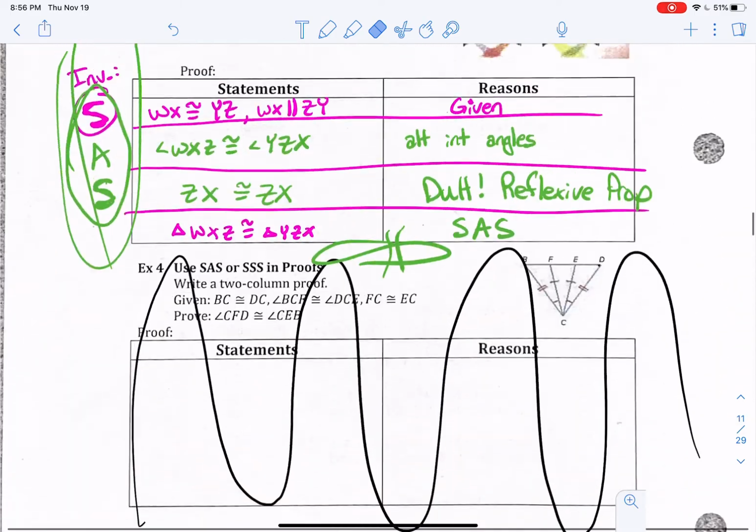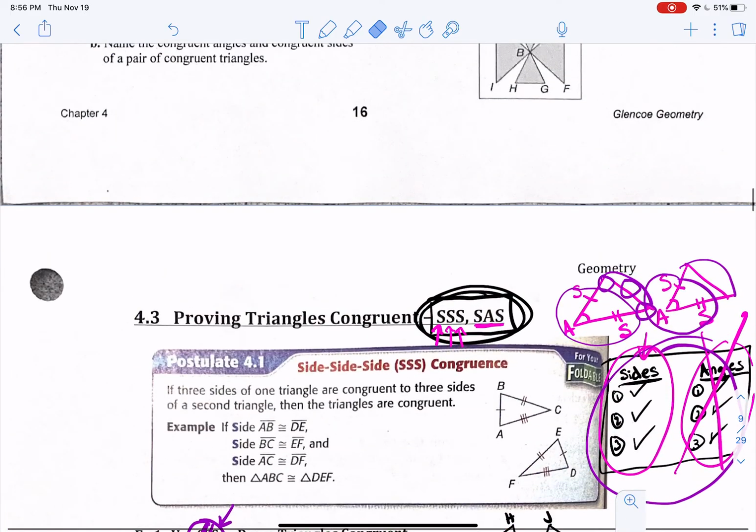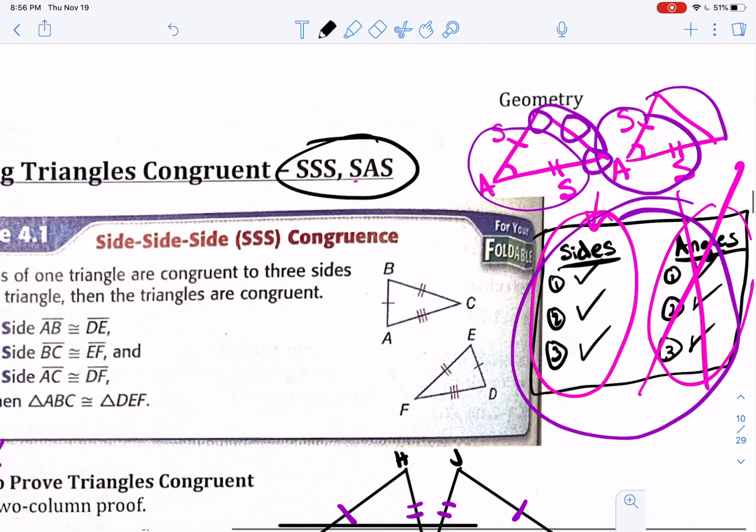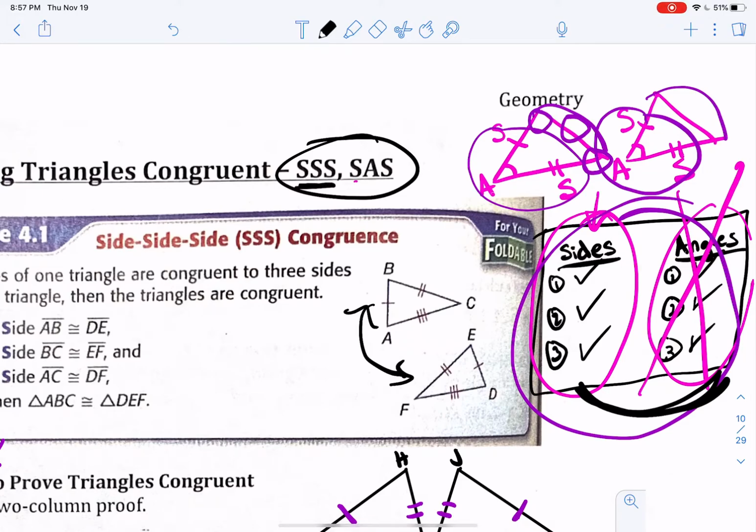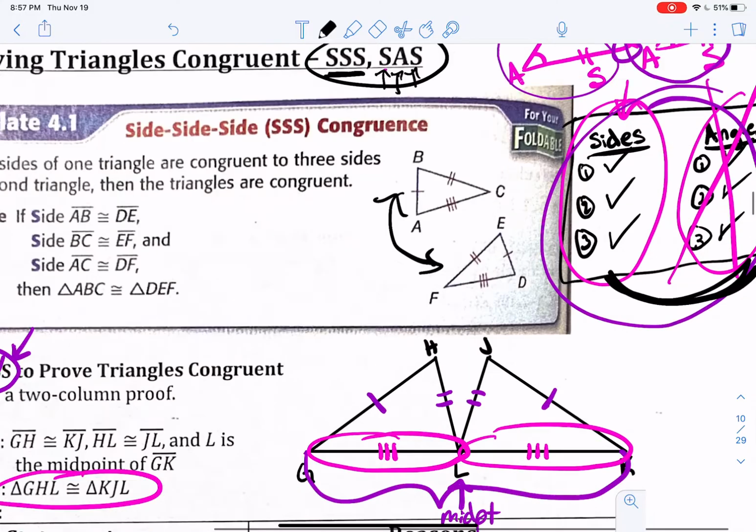So just to review, the two things that we talked about in section 4.3 were side, side, side and side, angle, side. Basically we're dealing with two triangles, and we're trying to show that those two triangles are congruent. Rather than making the list of all 6 things, all of the sides matching and all of the angles matching, all we have to do is say that all 3 sides match, or that 2 sides match and the angle in between those 2 sides matches, and then we don't have to do all 6 things. So doing one of those 2 things, I can say that the triangles are congruent. I don't have to solve for all 6, okay?